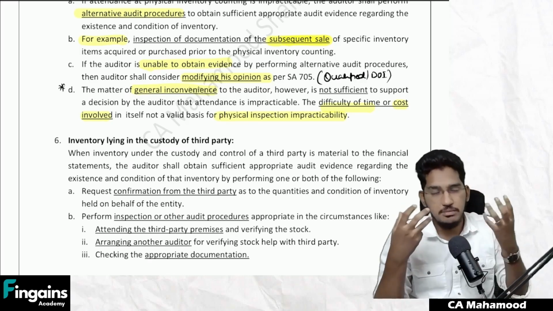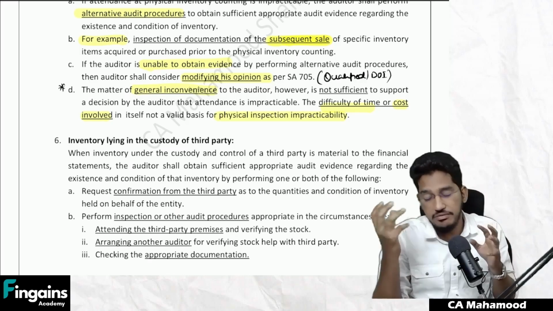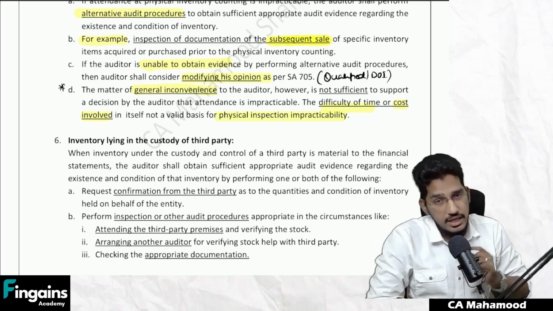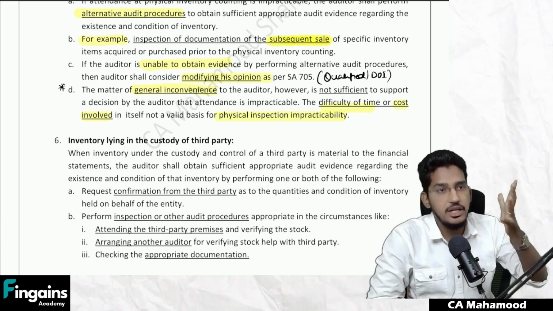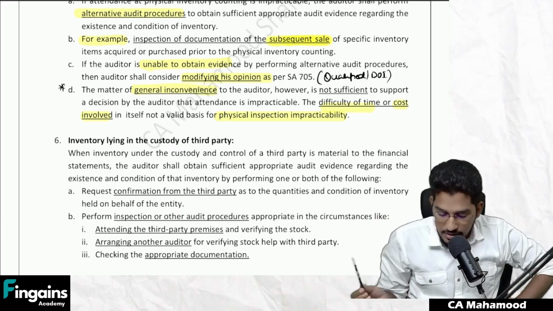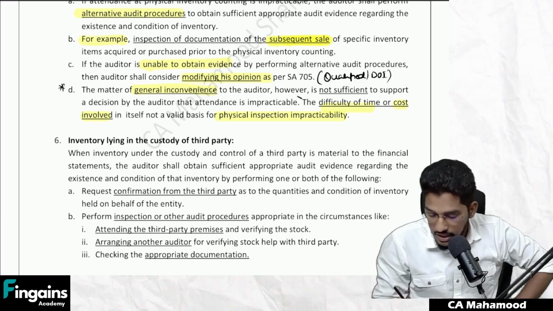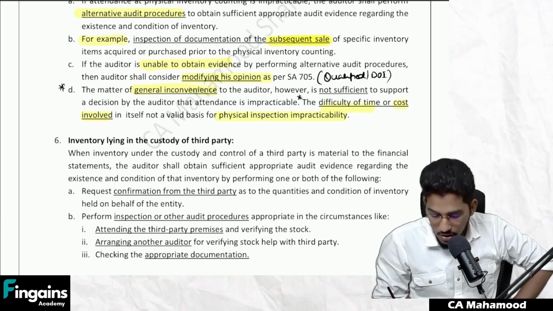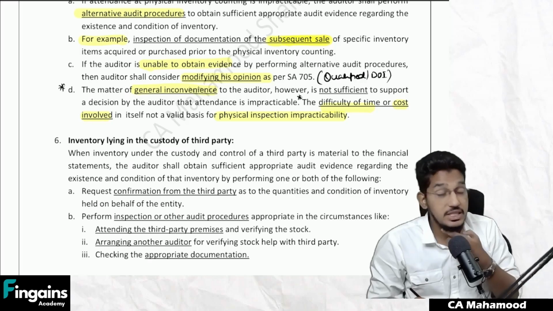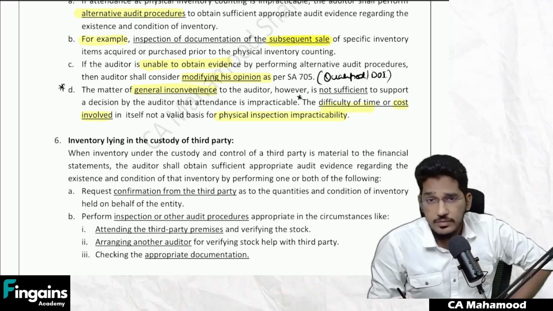That means I have to spend some time in inventory verification, or there is a difficulty of cost. I need to incur some charges for going and doing the inventory verification. Can I use this as a reason for impracticability? No, this can't be treated as a reason for impracticability. So this sentence is very important for true or false statements. The difficulty of time or cost involved in itself is not a valid basis for physical verification impracticability.